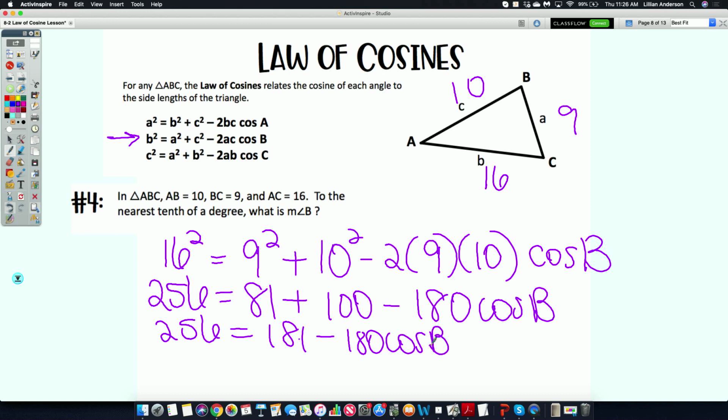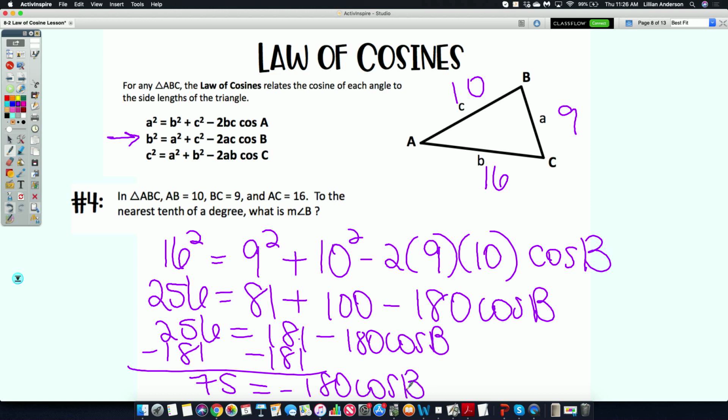Now I need to solve for B. How do I get B by itself? Subtract 181. So what's 256 minus 181? Don't lose the negative. I have to bring down a negative 180 cosine B. I divide by a negative 180. Some decimal, right? Okay. So right now I have cosine B is equal to negative 75 over 180, which is negative 5 over 12.